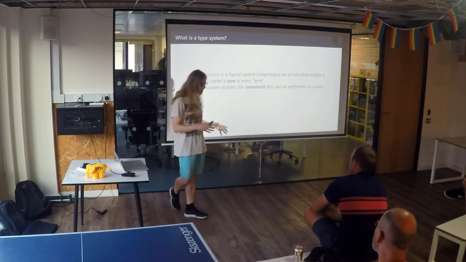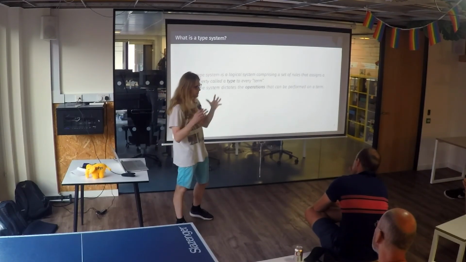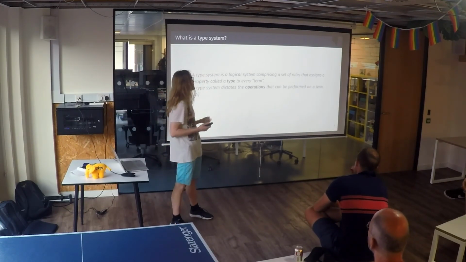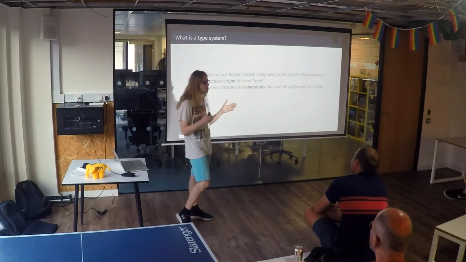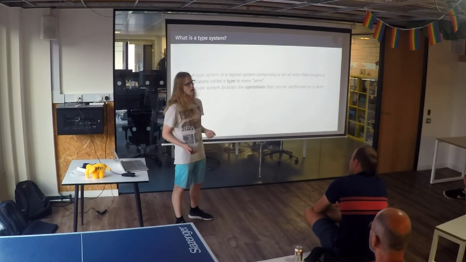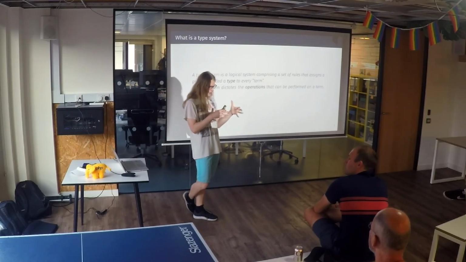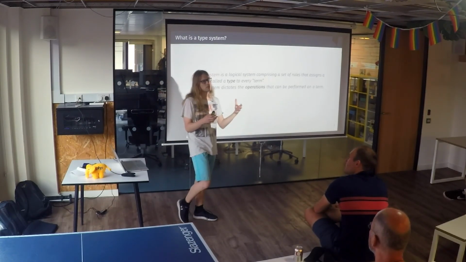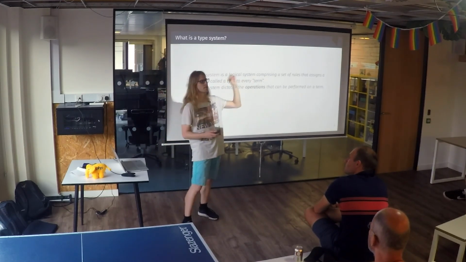So a type system is a logical system comprising a set of terms to which you can assign a property, and this property is called a type. In a programming language, terms will be variables, properties of a class, or various other things. What the type system tells you is what you are allowed to do with the values and the terms, so it dictates the operations you are allowed to perform on said type.